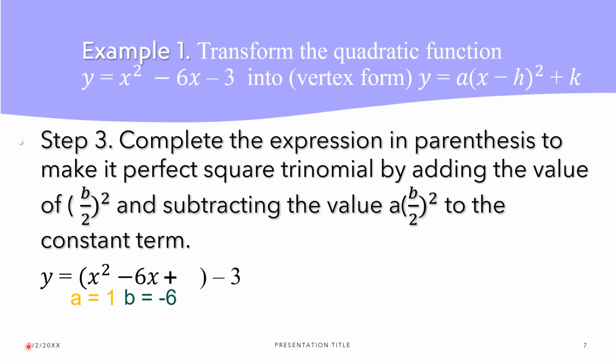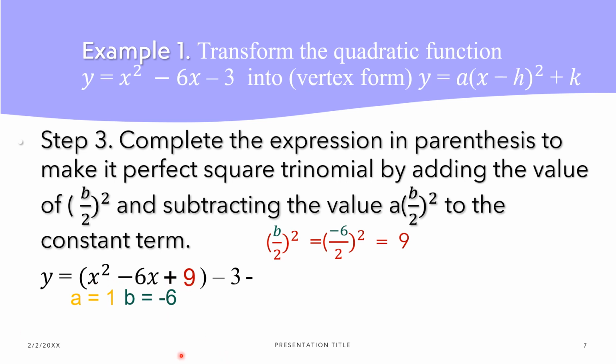So, kunin po natin, ano po ang i-add natin dito? So, gagamitin po natin ito, the square of b over 2 squared, square of b over 2. By substitution, papalitan lamang po natin si b ng negative 6 over 2 square. Then, simplify. Negative 6 divided by 2 is negative 3 square. That is 9. So, 9 po ang i-add natin para maging perfect square trinomial siya.